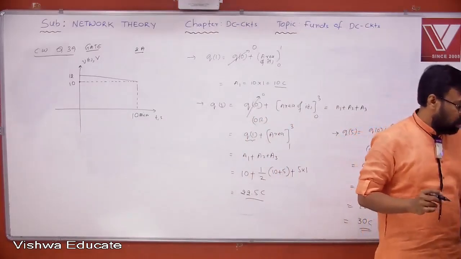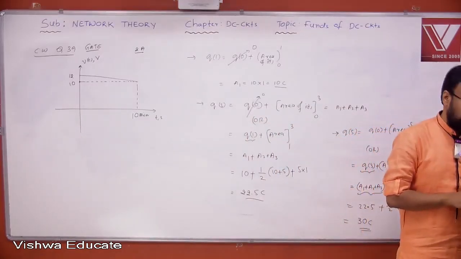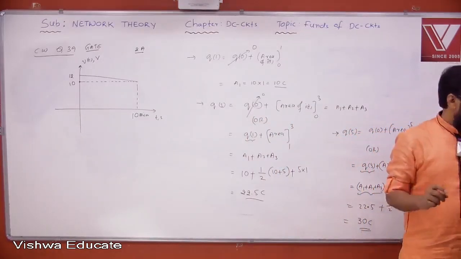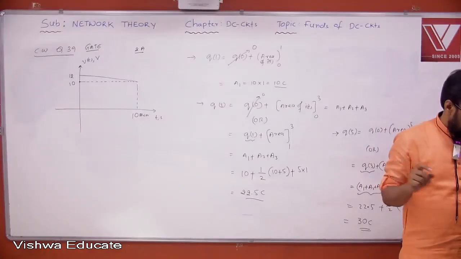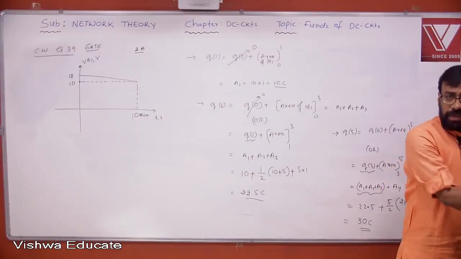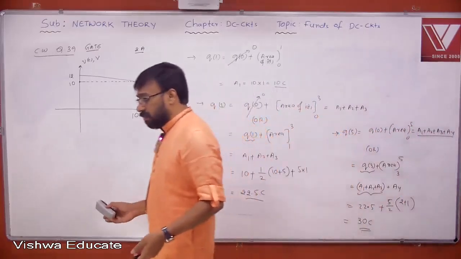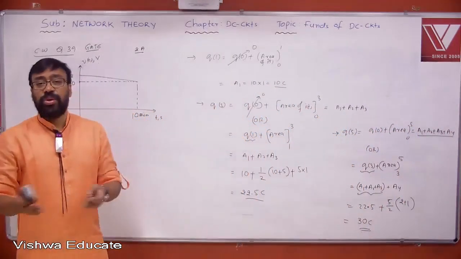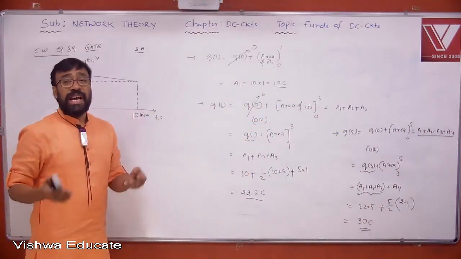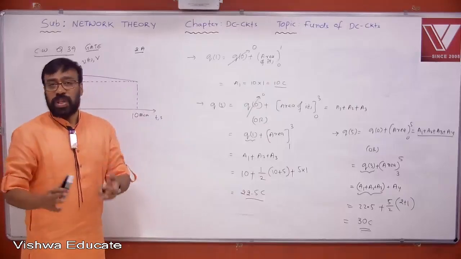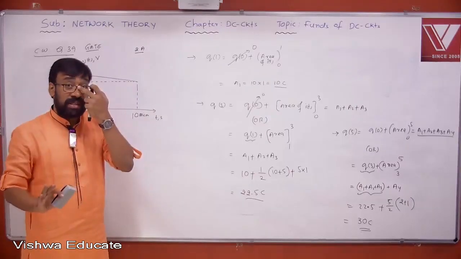So what is it expecting actually? Find the energy of the battery during the talk time. What is the talk time actually? 10 minutes. Energy during the talk time means energy between 0 to 10 minutes, or else energy at an instant 10 minutes. Both are same actually. It doesn't make any difference.